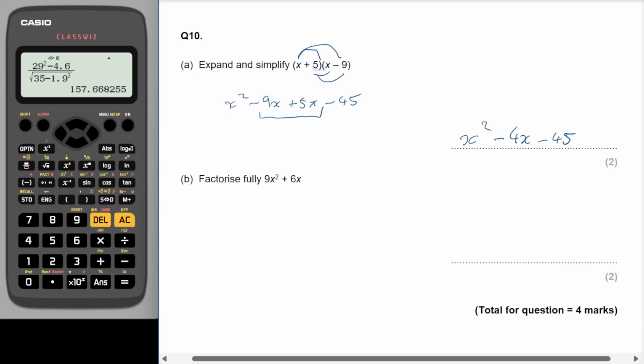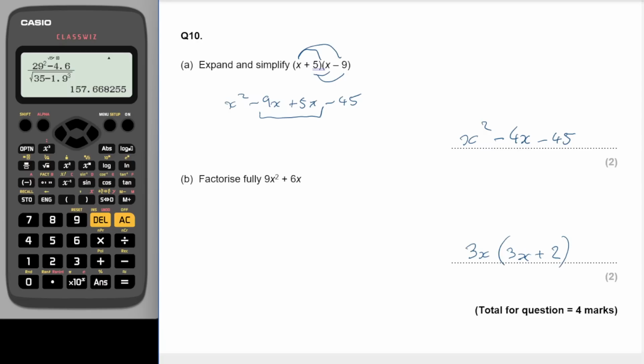And then for our fully factorised, we need to find our highest common factor of 9x squared and 6x, which is going to be 3x. And then to get 9x squared, we need to times 3x by 3x. And then to get 6x, we need to times it by 2. And that's our fully factorised.